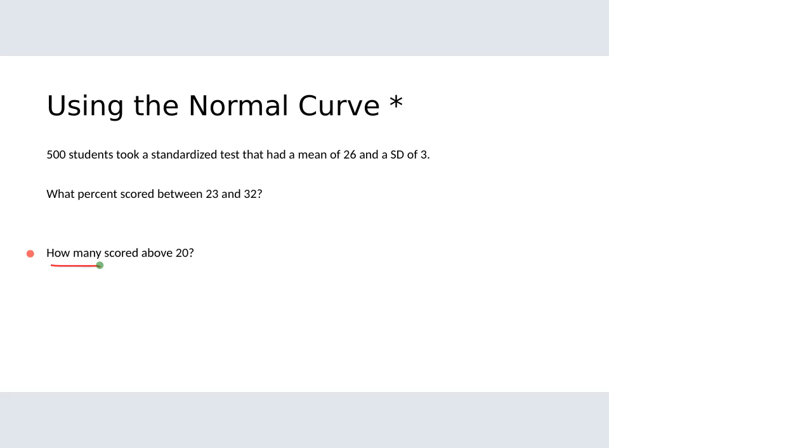Same idea here. We'll use our normal curve. We'll identify the regions where the question has pointed us towards. And then once we know those regions, we can figure out what percent are in there or how many are in there.